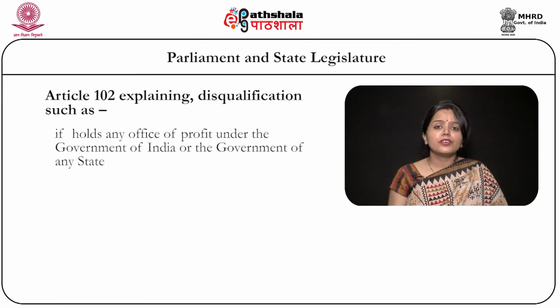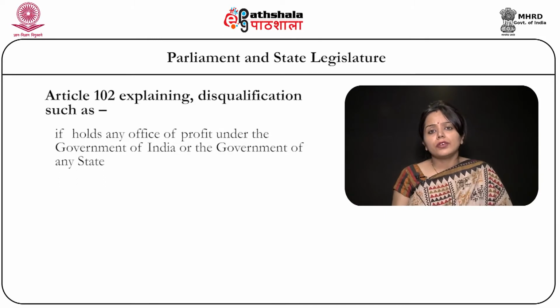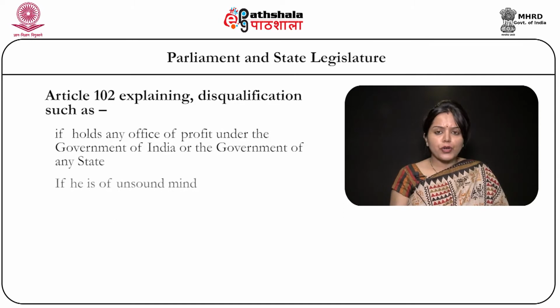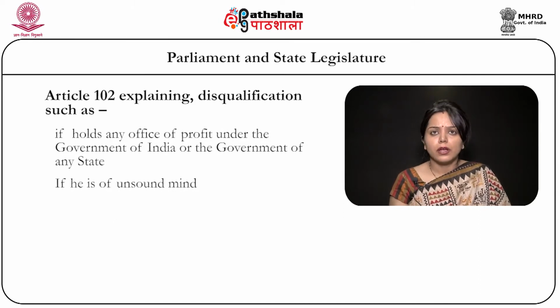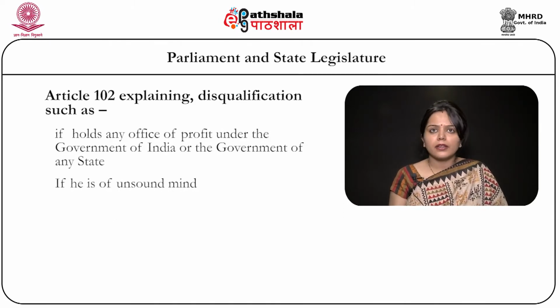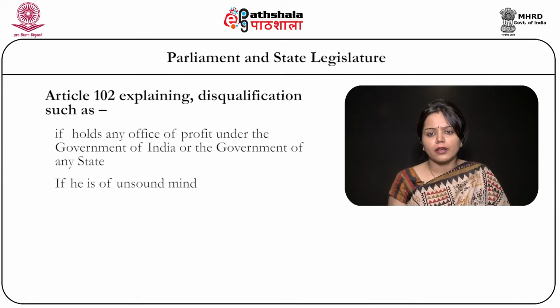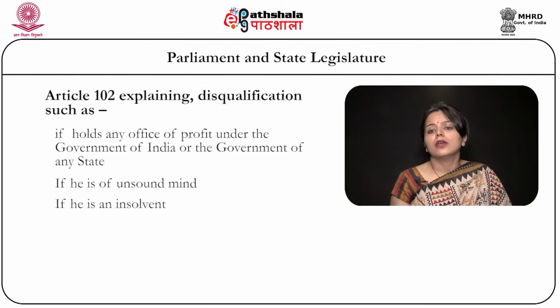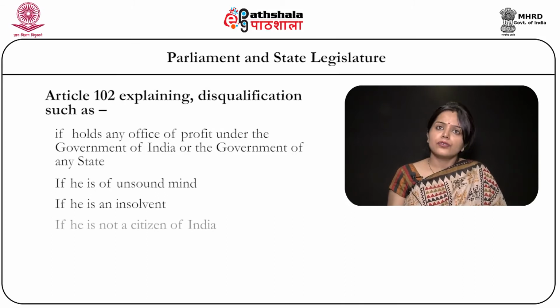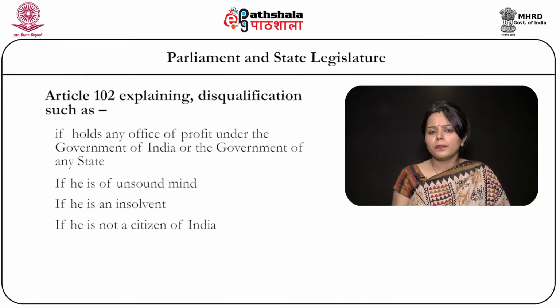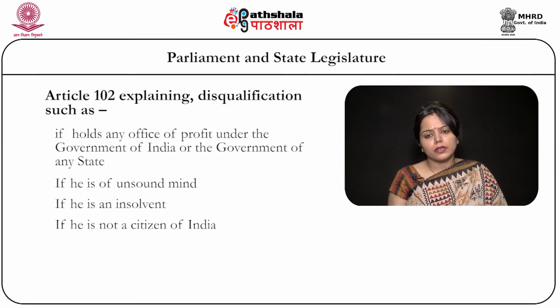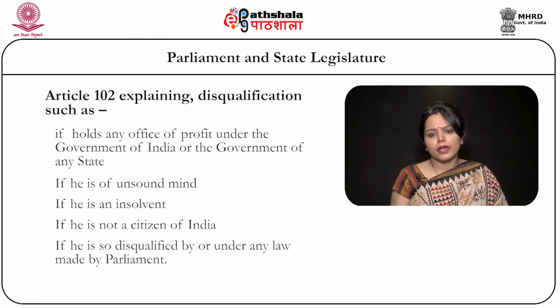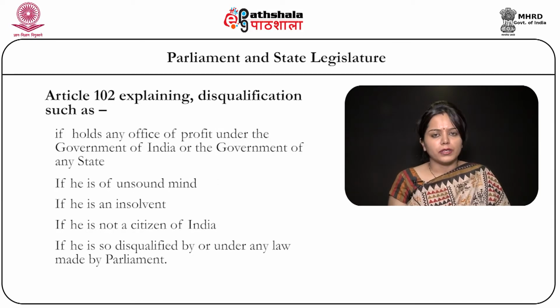The second disqualification of a member of the Union Parliament and state legislature is that he should not be of unsound mind, and if he is of unsound mind, that person will be disqualified. Again, if he is insolvent, if he is not a citizen of India, and the last one, if he is so disqualified by or under any law made by Parliament.